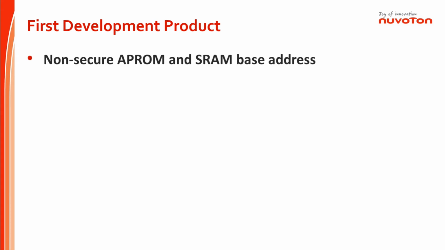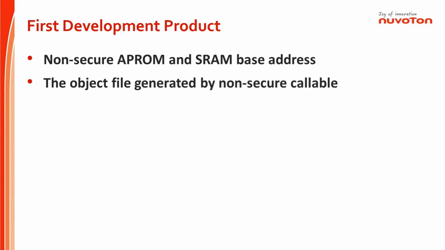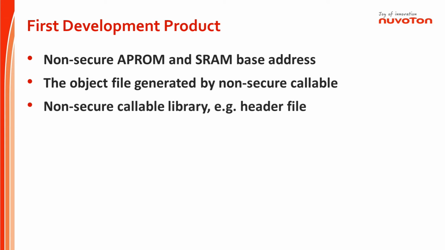At last, the first developers must pack the following information for the secondary developers when they complete development, so that the secondary developers are able to develop: the non-secure AP-ROM and SRAM base address, the object file generated by non-secure callable, and the non-secure callable library.